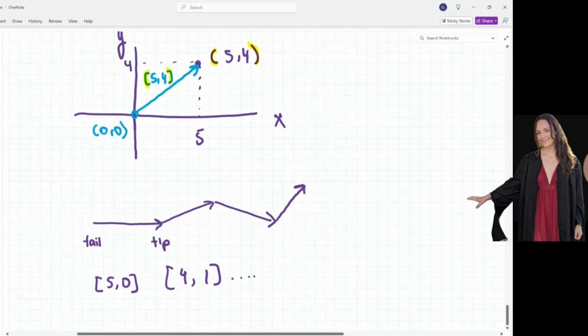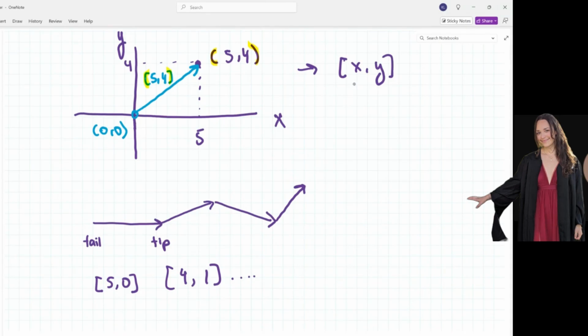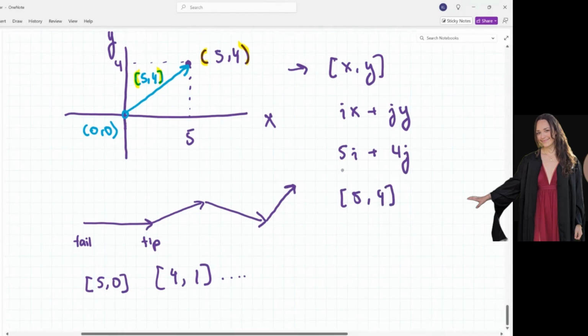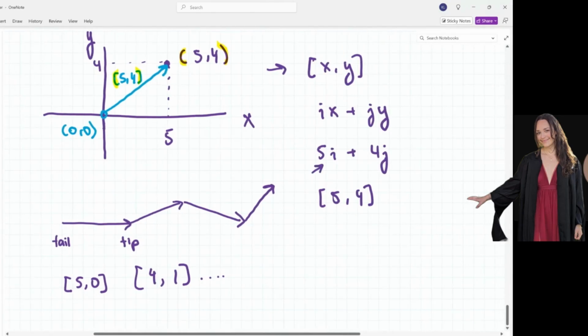The other way you can write this, you might see an alternate notation: if you have some vector [x, y], you can also write it with respect to the unit vectors. So it would look like ix plus jy. So our vector here, [5, 4], would be 5i plus 4j, and this is equivalent to vector [5, 4]. So these are two-dimensional Cartesian vectors. This means that we've gone 5 units in the x direction, and we've gone 4 units in the y direction.